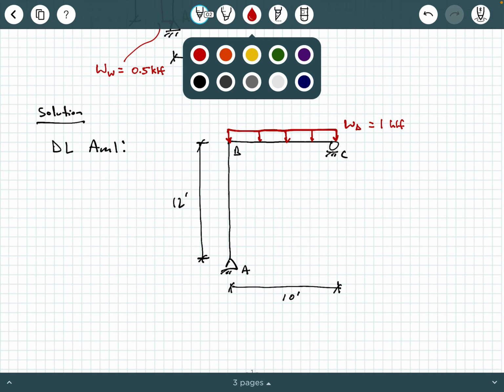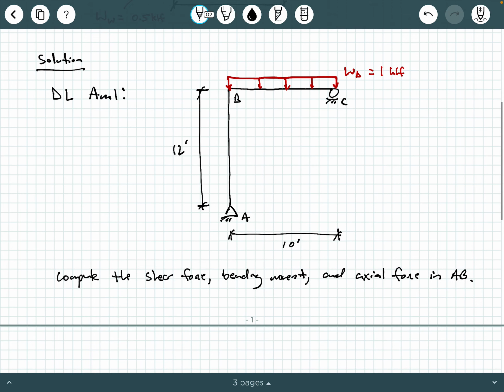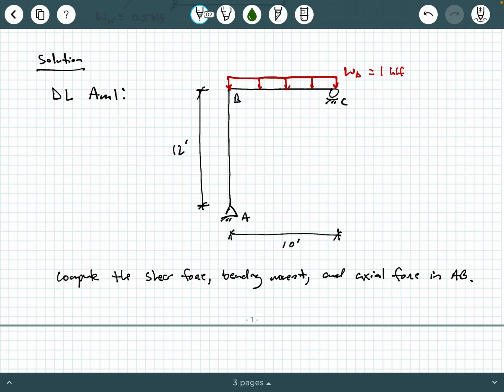What we're going to do is compute the shear force, bending moment, and axial force in AB due to the dead load alone at this step. Now, you may be looking at this and saying, wow, it's pretty simple. It's almost trivial, and you're right. So I'm going to superimpose a free body diagram on my dead load diagram.